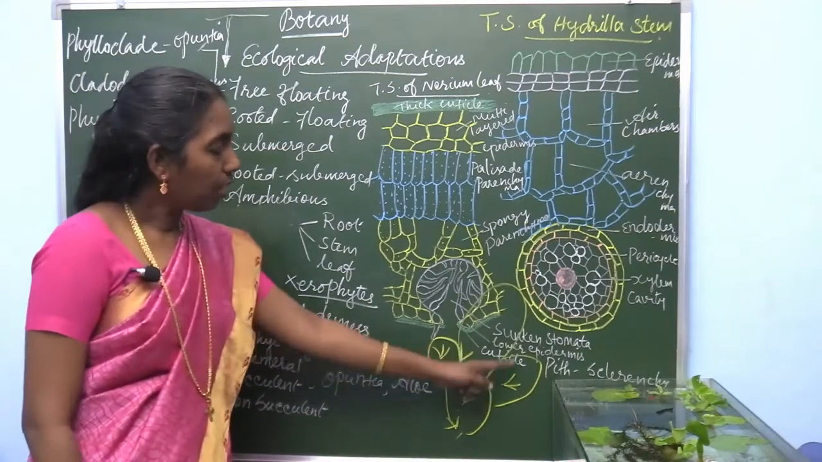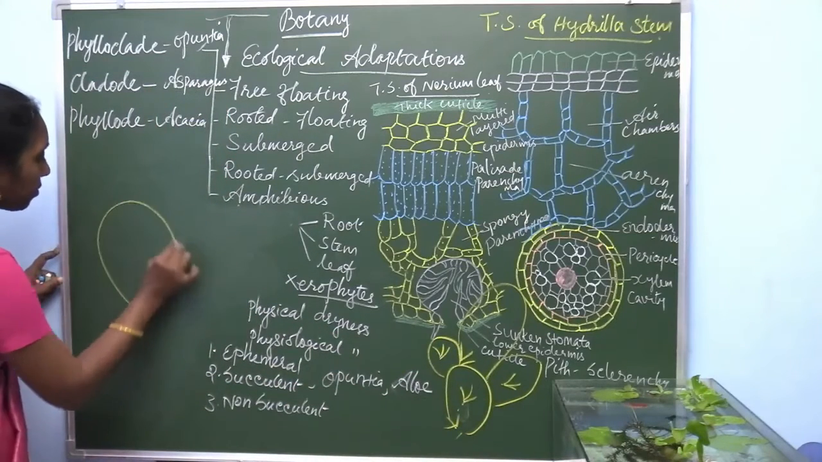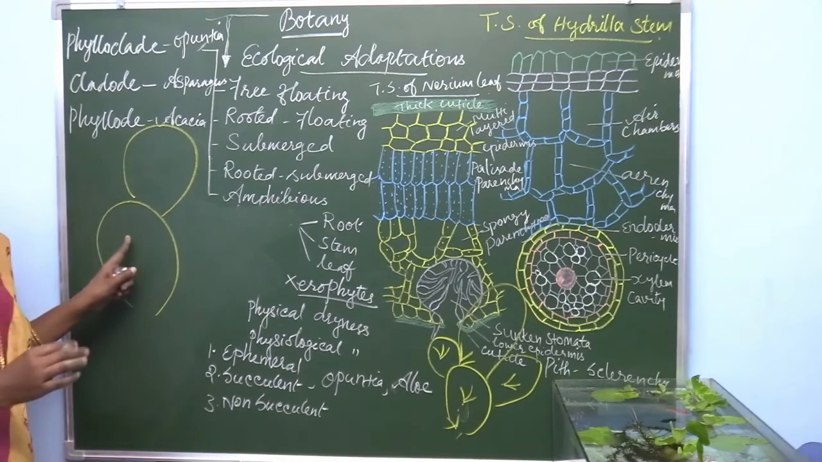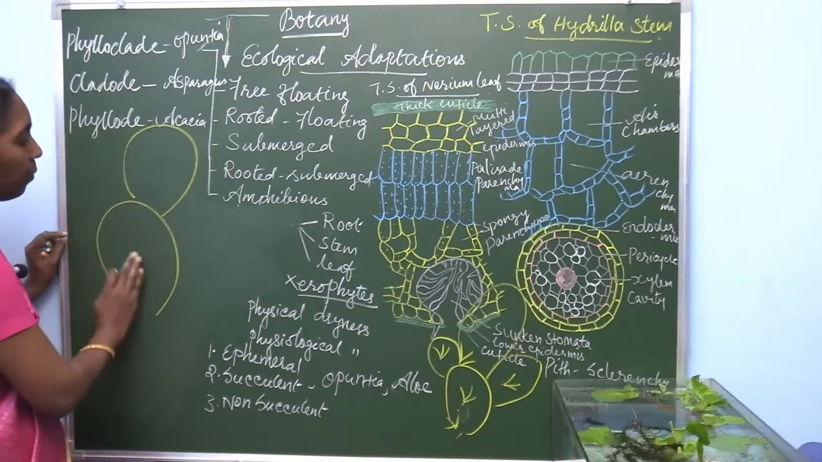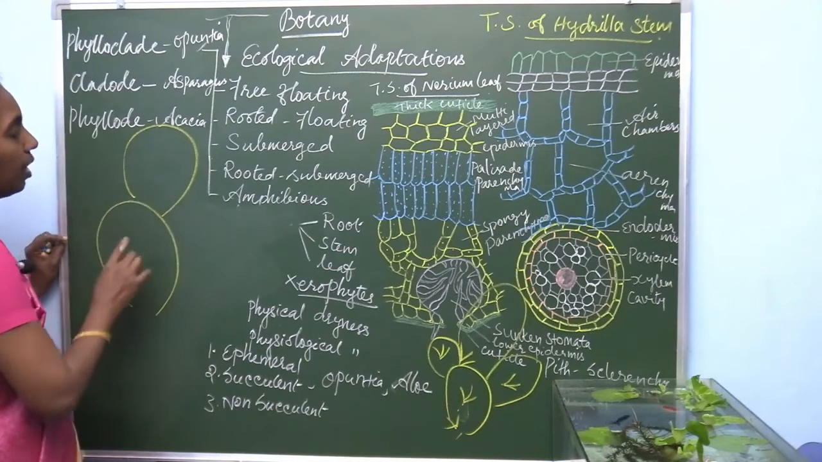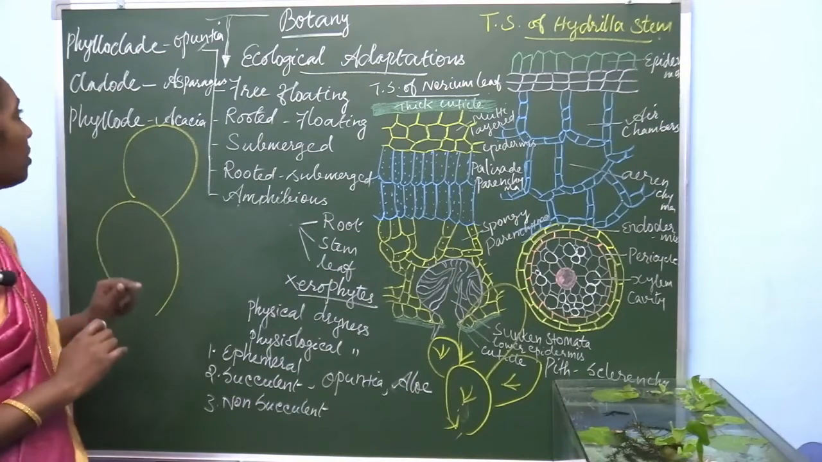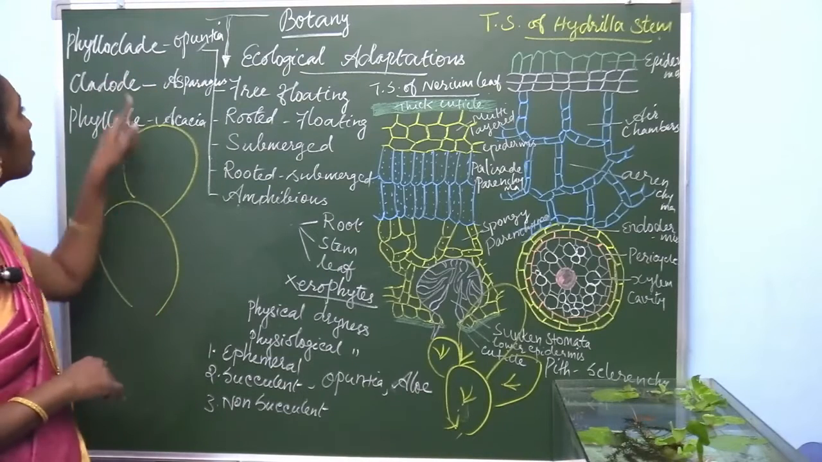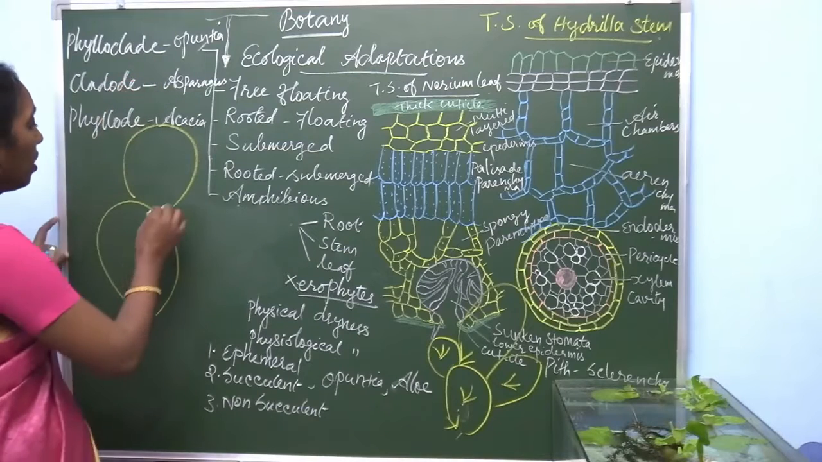And this phylloclade, what is the adaptation observed in Opuntia? So, in this plant Opuntia, this is the stem part. The stem is modified as a flat structure and performs photosynthesis. Stem modified into flat thick structures that perform photosynthesis is called phylloclade. Example, Opuntia.